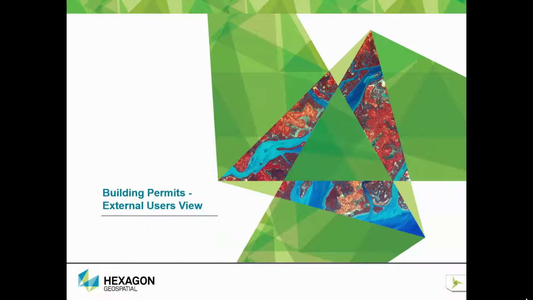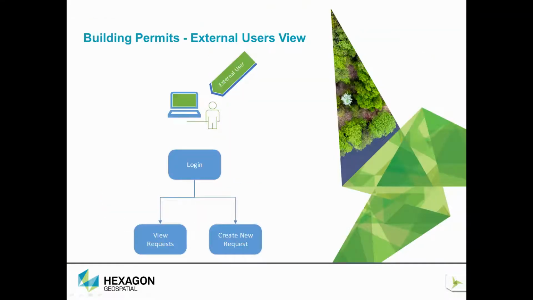Let's look at this extension from the external user point of view. This Workflow Manager example has been set up to automatically redirect the citizen requesting a building permit to log on to GeoMedia Smart Client, enter their credentials, and log on to the system. Then they can view existing permits and create requests for new building permits.